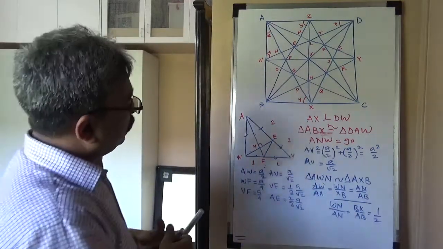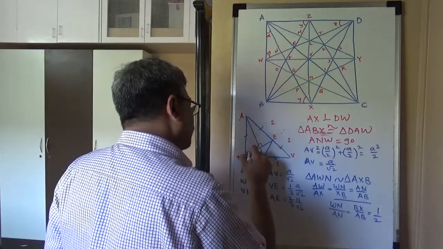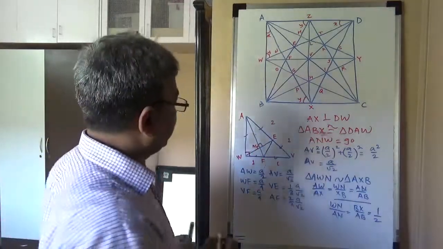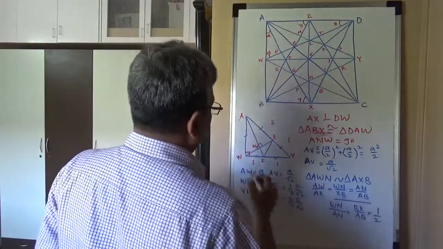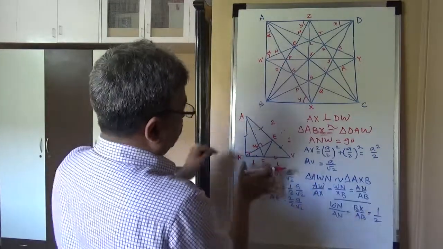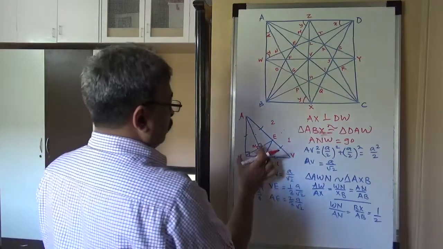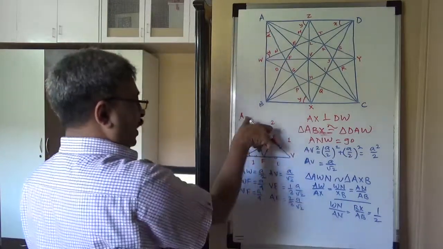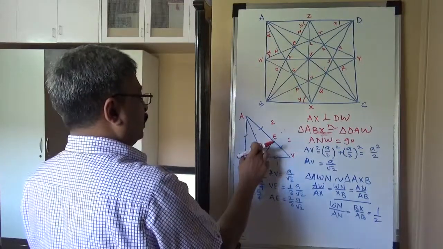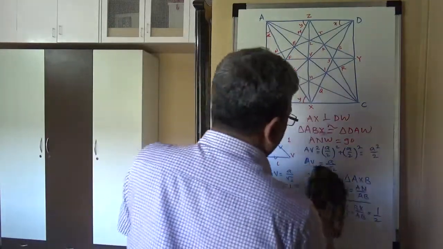Now if you observe that this is 90 degrees and this is also 90 degrees, then this is the complete Pythagoras theorem configuration. WF upon WA is 1:2, therefore WN upon AN is 1:2, therefore NF upon WN is also 1:2. Maybe I will write that, it is better.